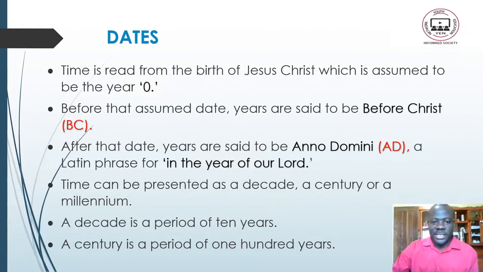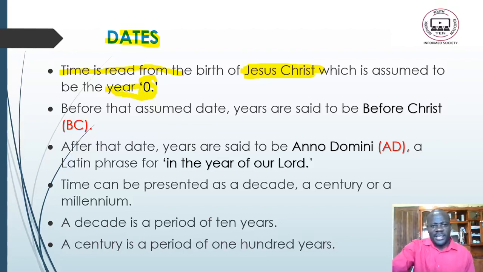So let's look at dates. Dates again are also important. Dates in history. So time is read from the birth of Jesus Christ. The time that we live in is measured from the birth of Jesus Christ, which is assumed to be the year 0. So it is assumed that Jesus was born in the year 0.